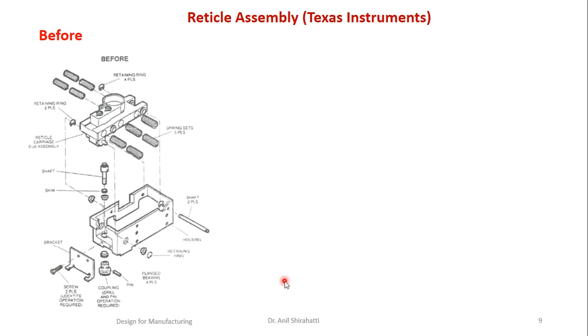Next, this is a simple example of redesign and assembly at Texas Instruments. You can see in the before assembly, in this simple part, so many springs are there, almost 9 springs. In this assembly, you can see so many holes and other things. So you can imagine how much time it will take to manufacture so many parts.